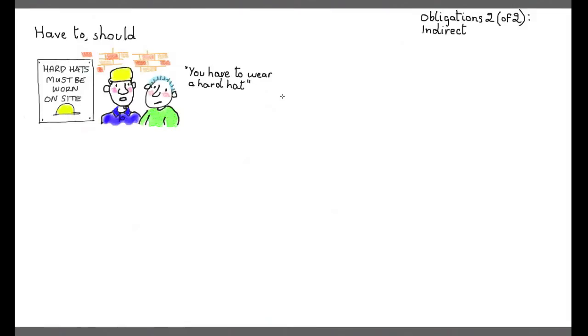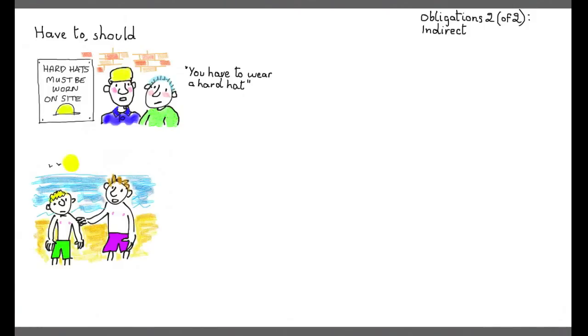He's speaking as a friend, not as an official, not as a boss, not as a lawyer, but as a colleague or a friend. And that's the difference really between must and have to. Must is more official, more legal, and have to is more friendly, more equalitarian. Right, let's move on to the next one.